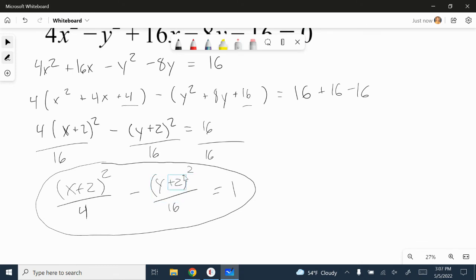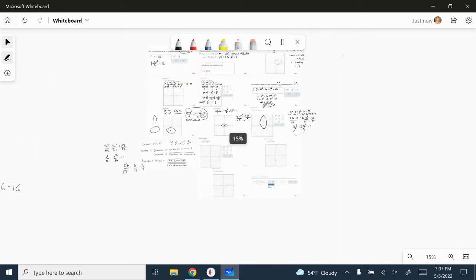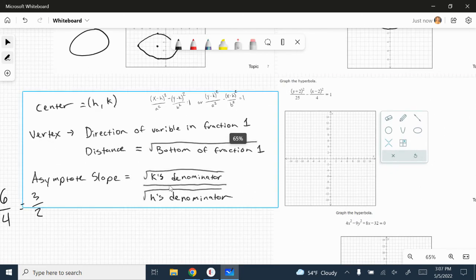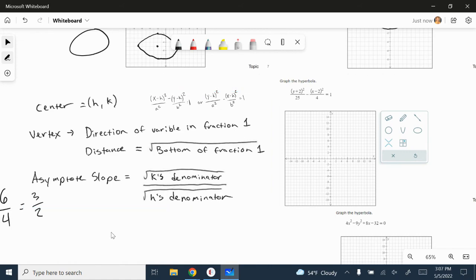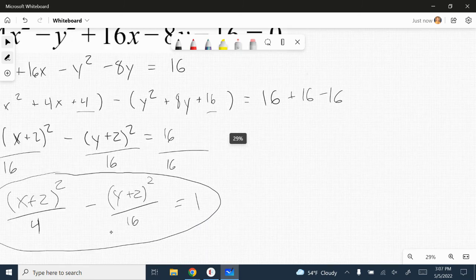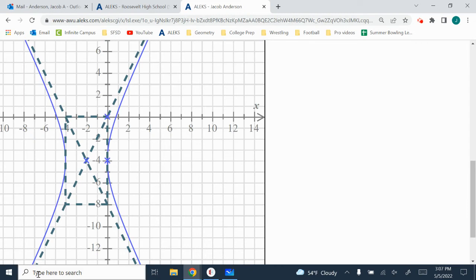And then also the last step was the slope, which we'll be able to see in a second. But the asymptotic slope is k's denominator divided by h's denominator, which would be, in this case, k's denominator was 16, so it's going to be the square root of that. So we get 4 over 2. So we're rising basically 2 over 1. So let's check to make sure. As you can see, that slope of that line is rise 2, run 1, right there.